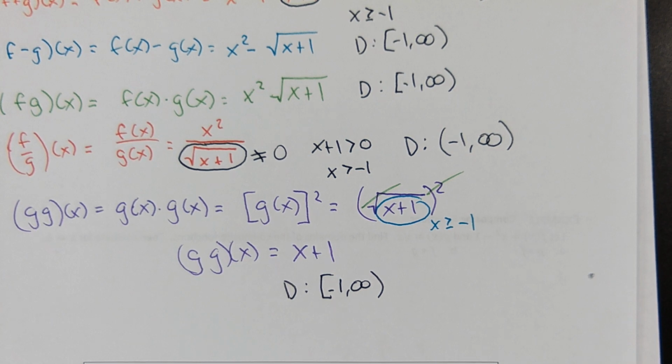So once again, you always determine your domains before you simplify. Okay? Determine your domains before you simplify.